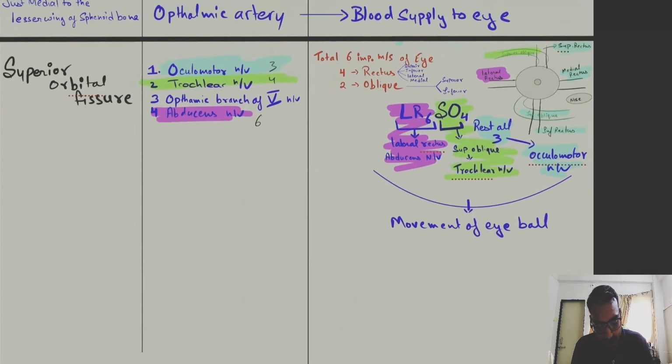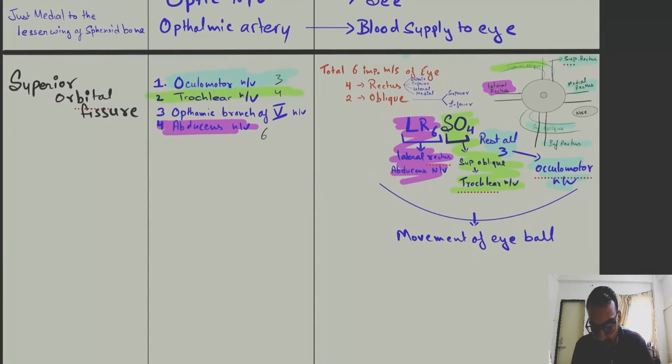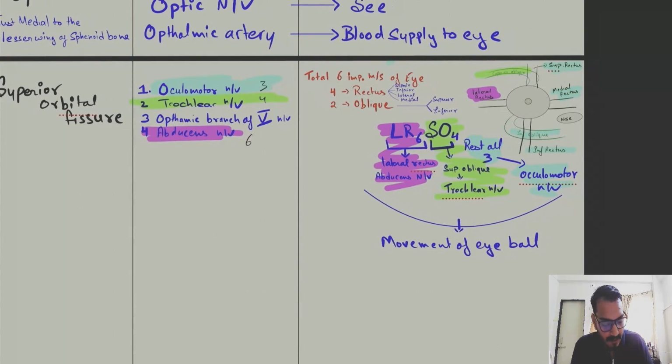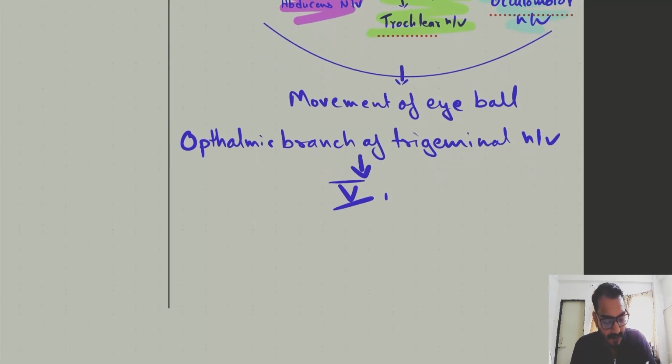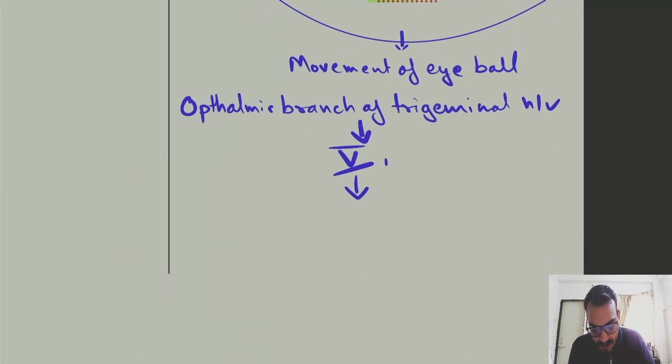Then the next is the ophthalmic branch of the trigeminal nerve. In short, we can write V1. What is the function of this? The function of this is giving sensations to the orbital area.